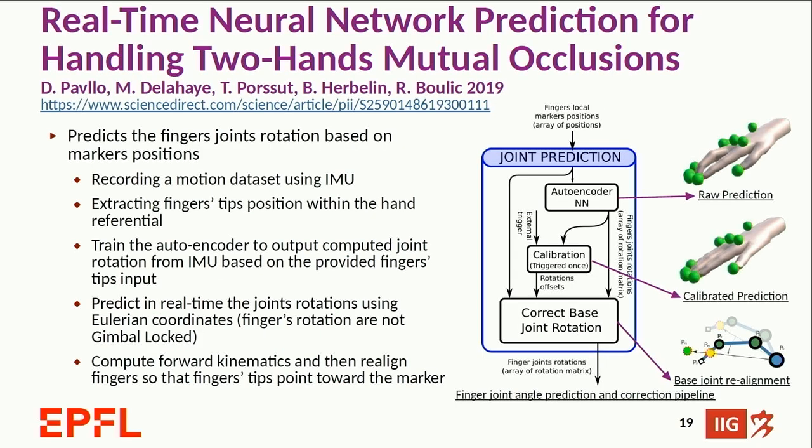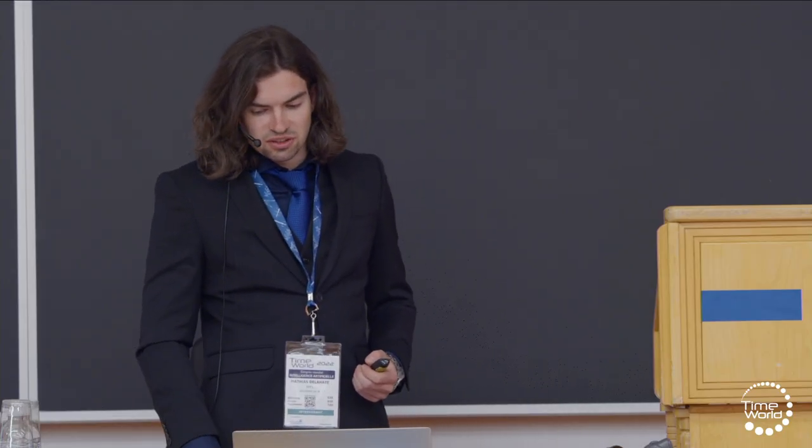If we go back to the animation pipeline for the hands, we use data-based animation, where in addition to the fingertip positions, we had information from accelerometers that were used as a ground truth for the joint rotation. And once more, we use an autoencoder trained with the fingertip positions as input and, as output, the ground truth to predict the joint rotation of each finger, and at the end, a realignment process to make sure that the fingertip is always aligned with the marker at the end of the fingers.